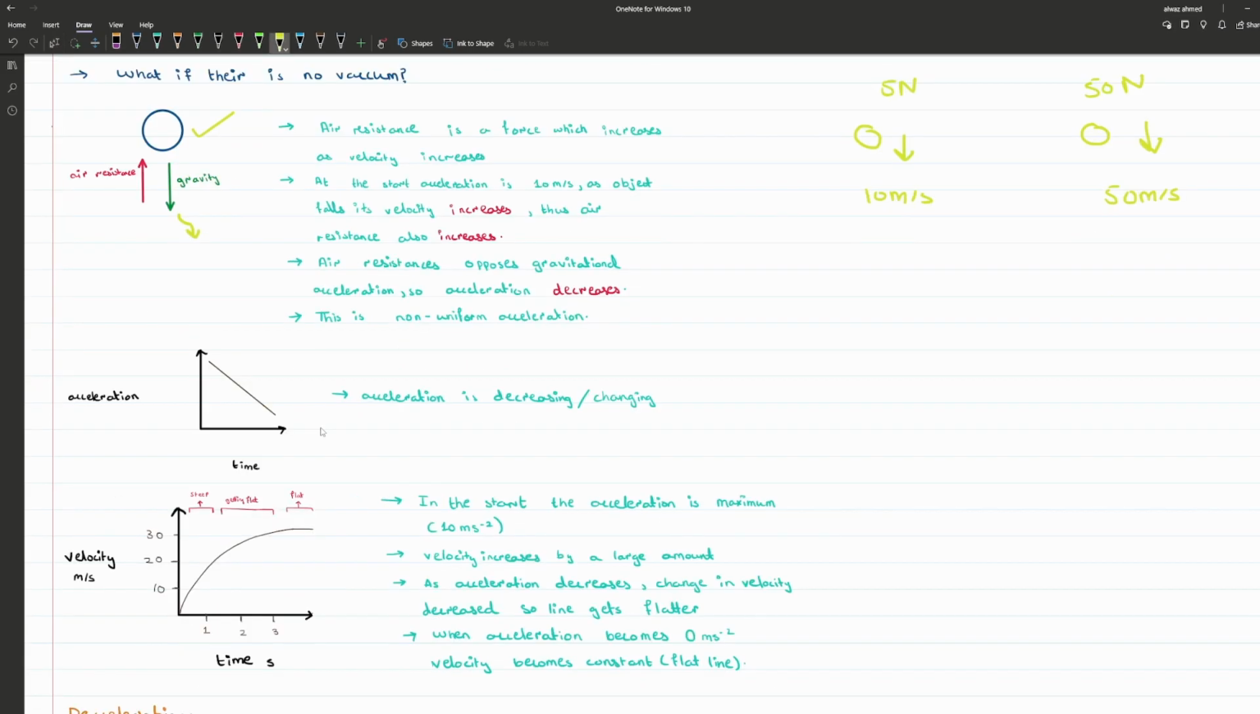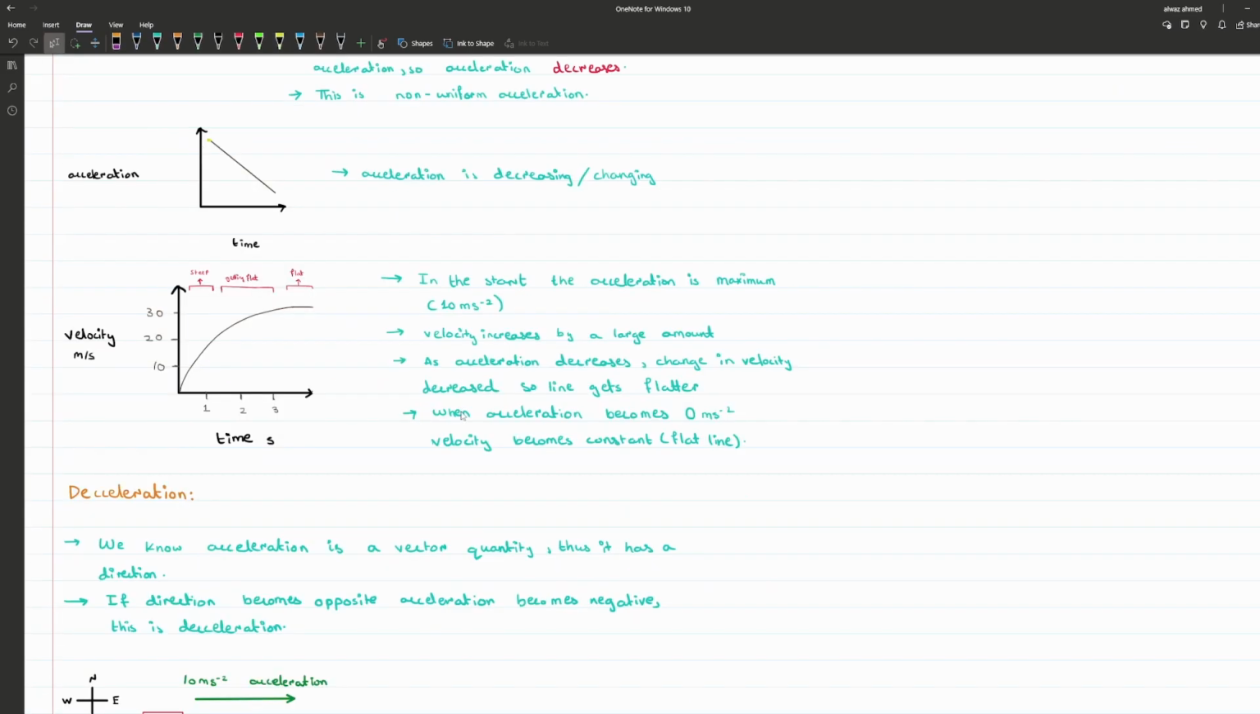So here we've got a graph to help you explain. Now if we look at it at the start, when the ball was just dropped, its acceleration was maximum at 10 meters per second squared, or 9.8 meters per second squared. But as the ball gained velocity, the resistance acting against it increased and the acceleration started to decrease.